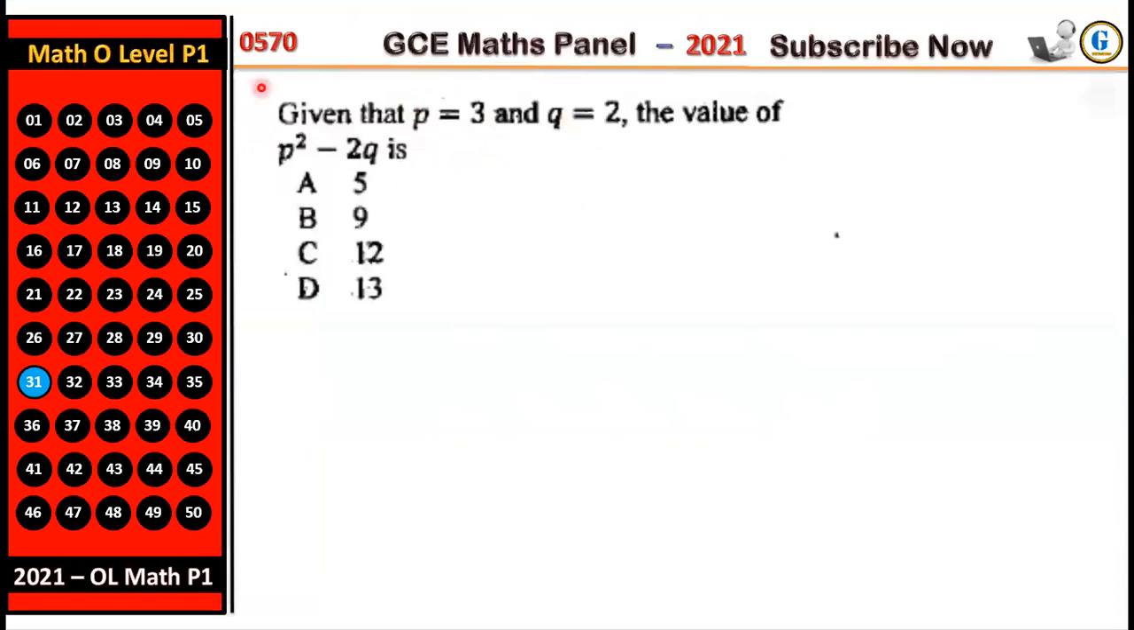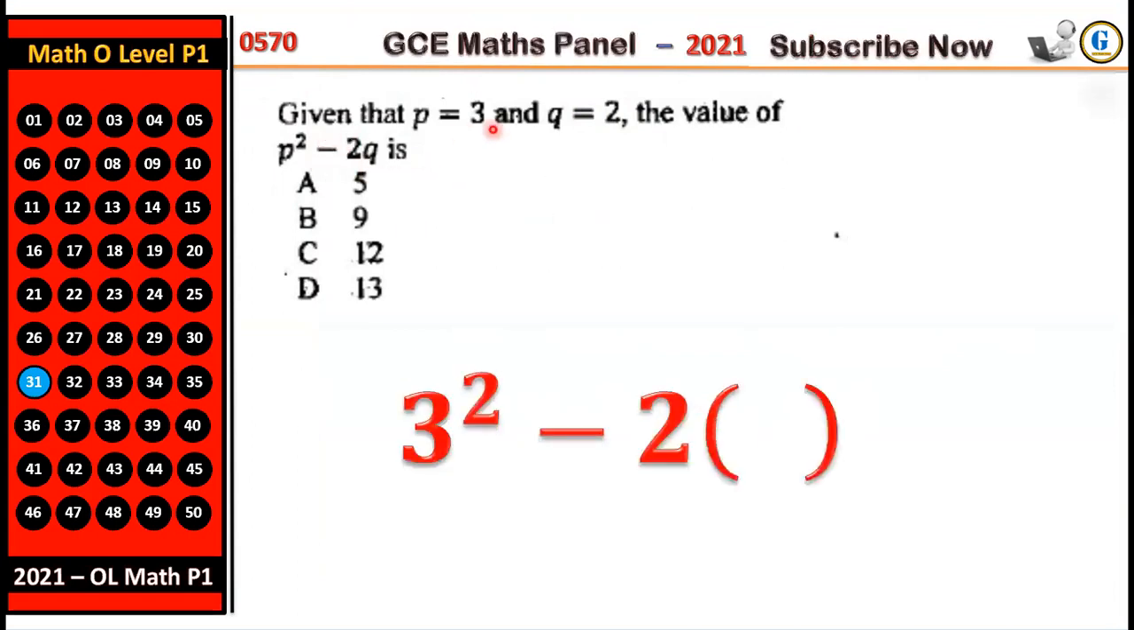Then equally here, given that p is equal to 3 and q equals 2, find the value of p squared minus 2q. So here we just do substitution just like before. You have 3 squared because p is 3, minus 2q, which is minus 2 into 2 because q is 2. So 3 squared is 9, and 9 minus 4 gives us 5. This is all about numerical values.